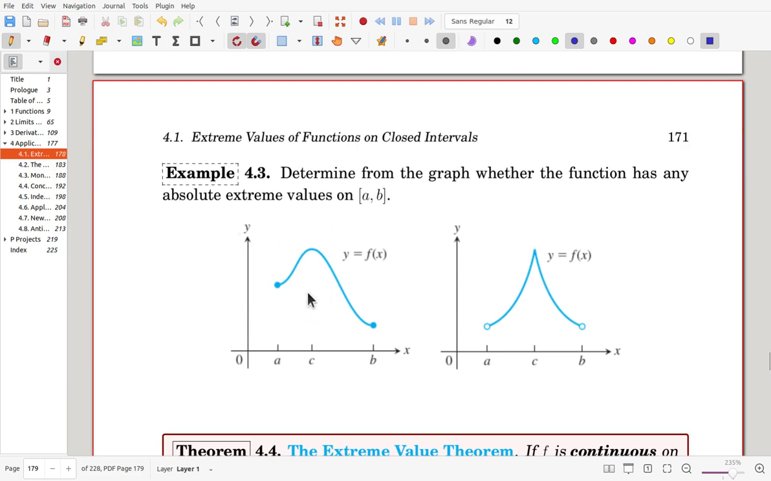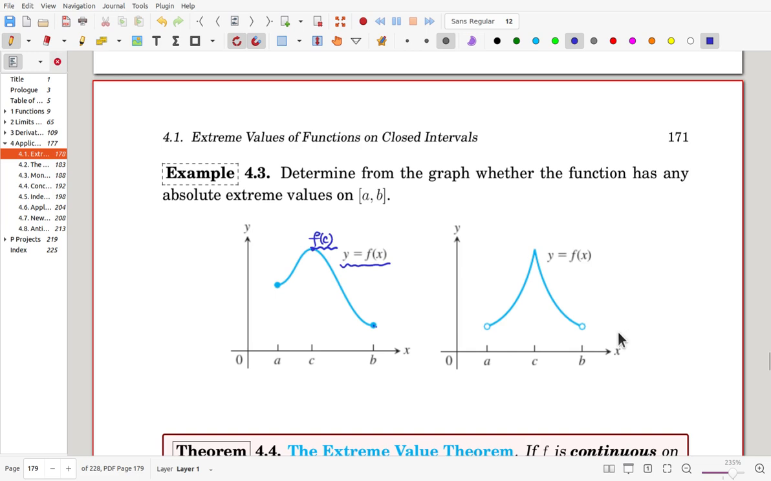Here we want to determine the absolute extreme values. For the left-hand side, the function y equals f of x is defined on a closed interval, so at the boundary, at the endpoints, the values are given. Here at c, that is the absolute maximum value, f of c. Now this value, f of b, is the smallest value over the range of the function, so that is the absolute minimum.